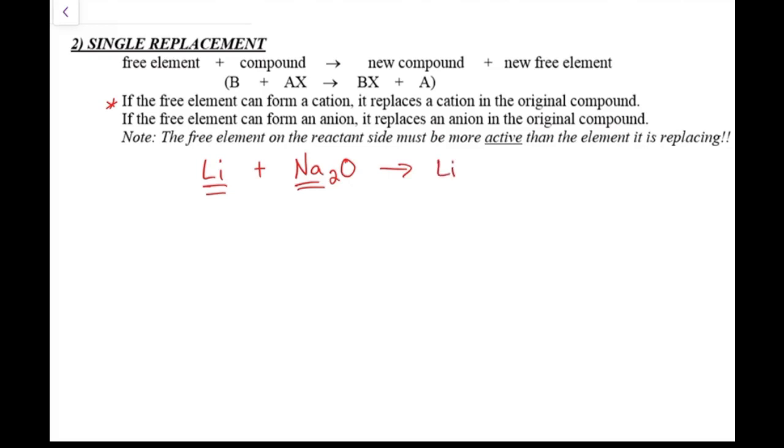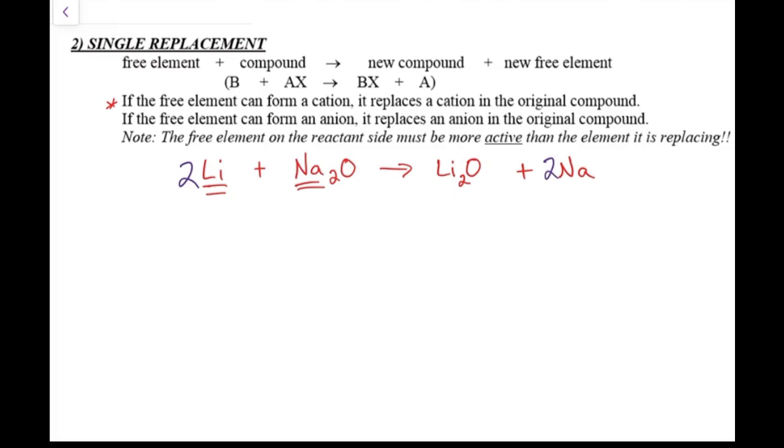You would get lithium now paired with oxide, and of course, because oxide is -2 and lithium is +1, the subscript on lithium would be 2, so Li2O, and that means sodium is off by itself. So we get this Na over here. And then, of course, we balance. So lithium has 2 on the right, so I'm going to put a 2 out in front on the left. Sodium has 2 on the left, so I'm going to put a 2 out in front on the right.